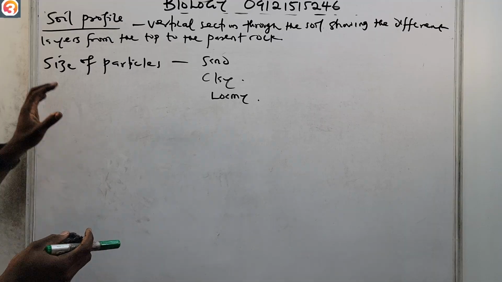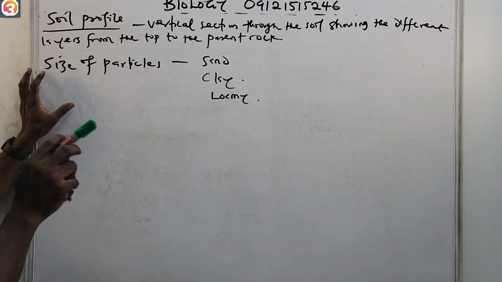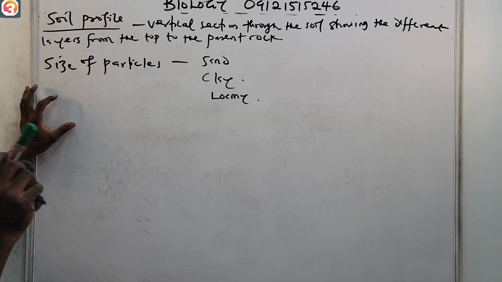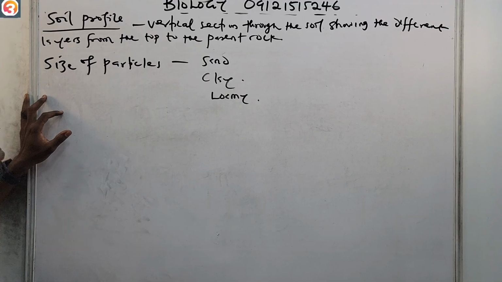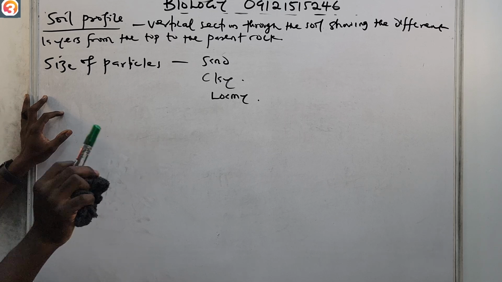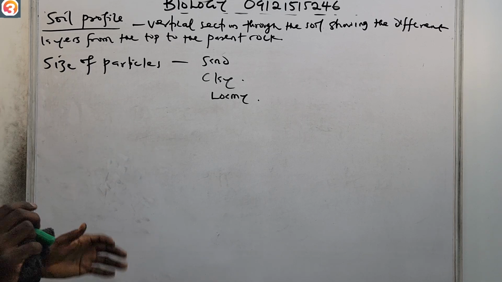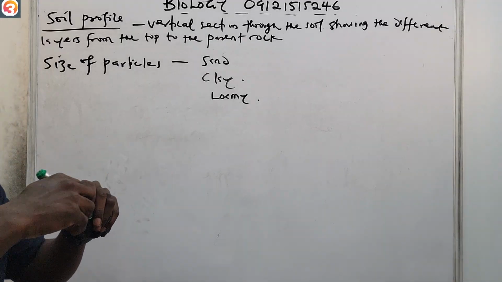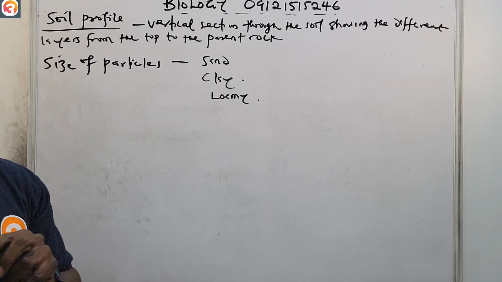So based on the size of particles, we have sandy soil, clay soil, and loamy soil. And then now, the relative sizes of these soil particles, that is, the relative sizes of all the particles that are found in the soil. It is very important that you also take note of that.